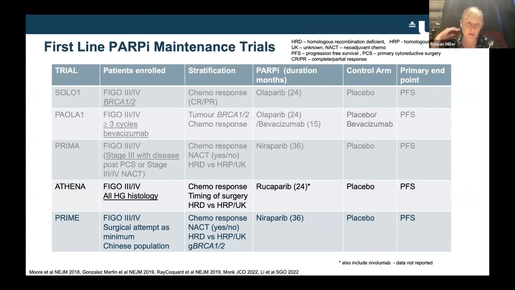And then the PRIME study was very similar to the PRIMA study. This was in a better risk patient population, and it was done in a Chinese population with a different HRD assay. And again, they saw a similar pattern of response across all subgroups, but the greatest in the BRCA and the HRD.